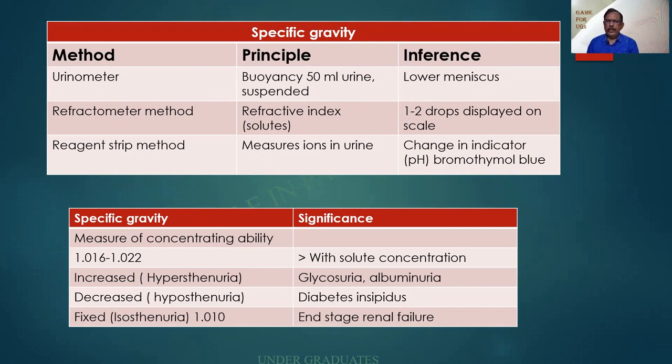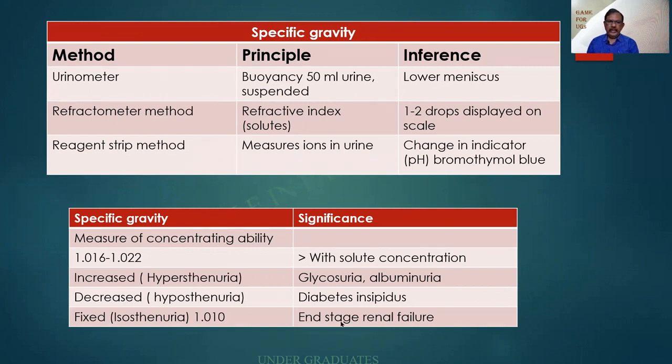Refractometer, 1 to 2 drops will be sufficient, which is displayed on a screen. And the principle is the refractive index. In reagent strip, there is a change in the indicator, the bromothymol blue, and it measures the ions in the urine. So these are the different methods you people should be mentioning.